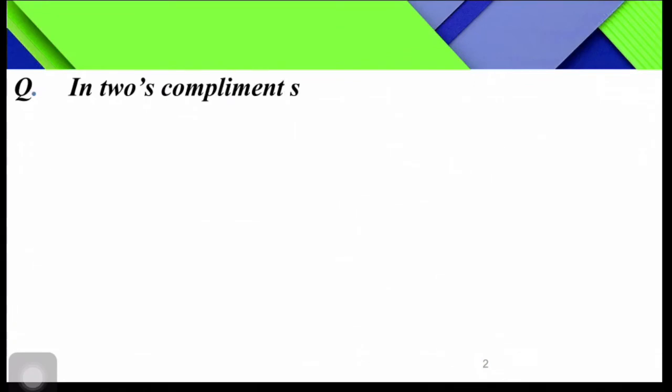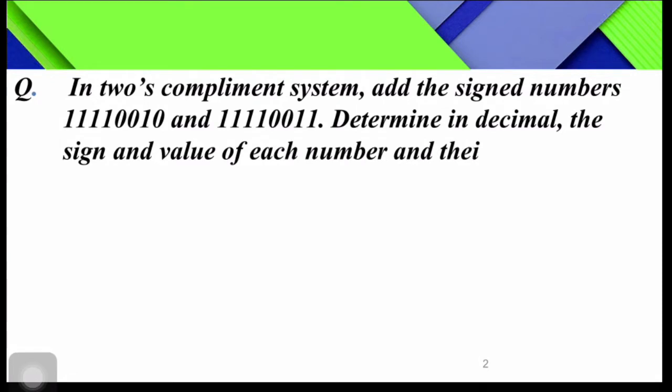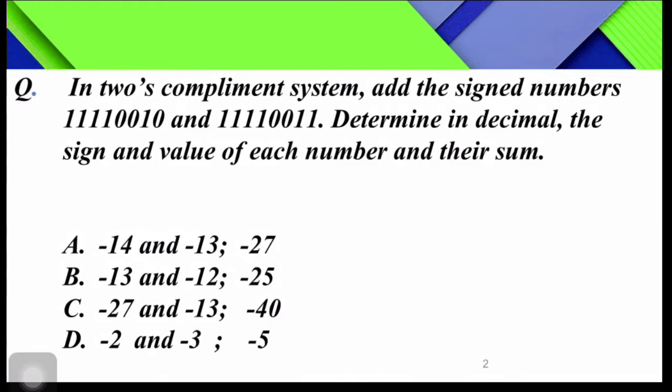In 2's complement system, add the signed numbers 11110010 and 11110011. Determine in decimal the sign and value of each number and the sum. Four options are given. Option A, minus 14 and minus 13, minus 27. Option B, minus 13 and minus 12, minus 25. Option C, minus 27 and minus 13, minus 40. Option D, minus 2 and minus 3, minus 5.